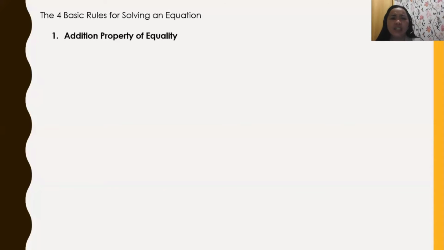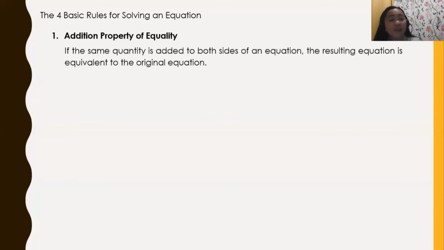Now, let's have the 4 basic rules for solving an equation. Paano ba nagsosolve ng equation? Now, first is the addition property of equality. If the same quantity is added to both sides of an equation, the equation is equivalent to the original equation. So, ibig sabihin katulad ng ginawa natin kanina, if we add both side 18, hindi na babago yung original equation. Hindi na babago yung value niya.